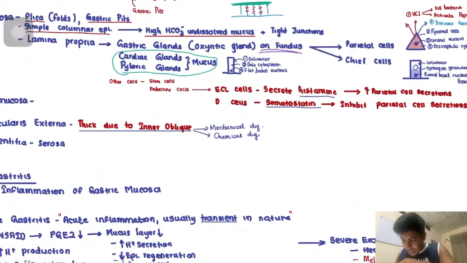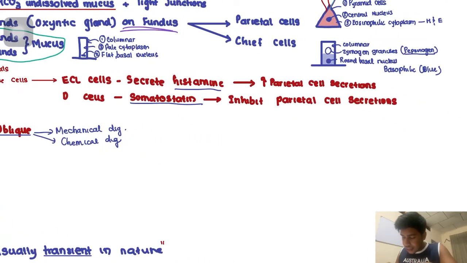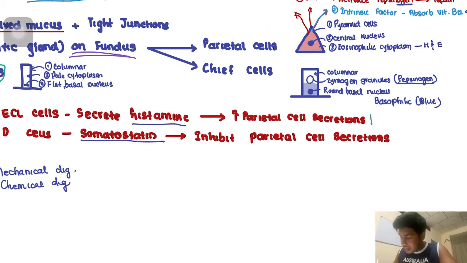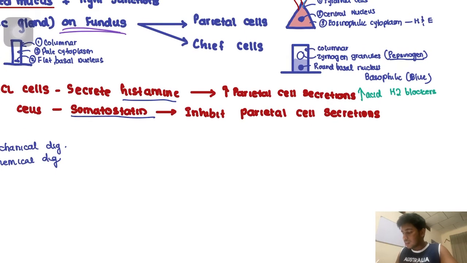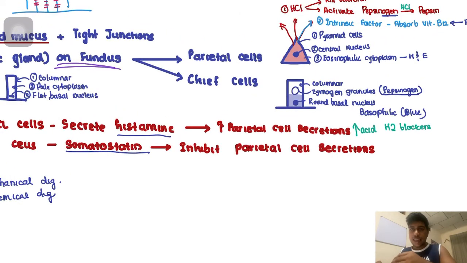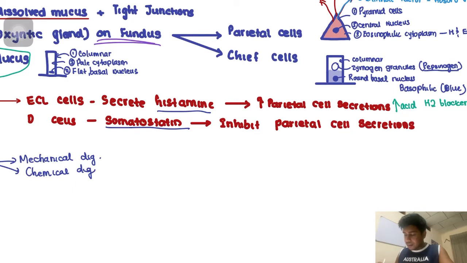Then you have other types of cells, stem cells and endocrine cells. ECL cells can secrete histamine, which increases the parietal cell secretions, which increases acid secretion. So that's why we have a type of drug called H2 blockers, histamine 2 receptor blockers. It's a drug we give for patients who are on NSAIDs, non-steroid anti-inflammatory drugs, or people with gastritis. And the other type is D cells, which release somatostatin that inhibits parietal cell secretions.